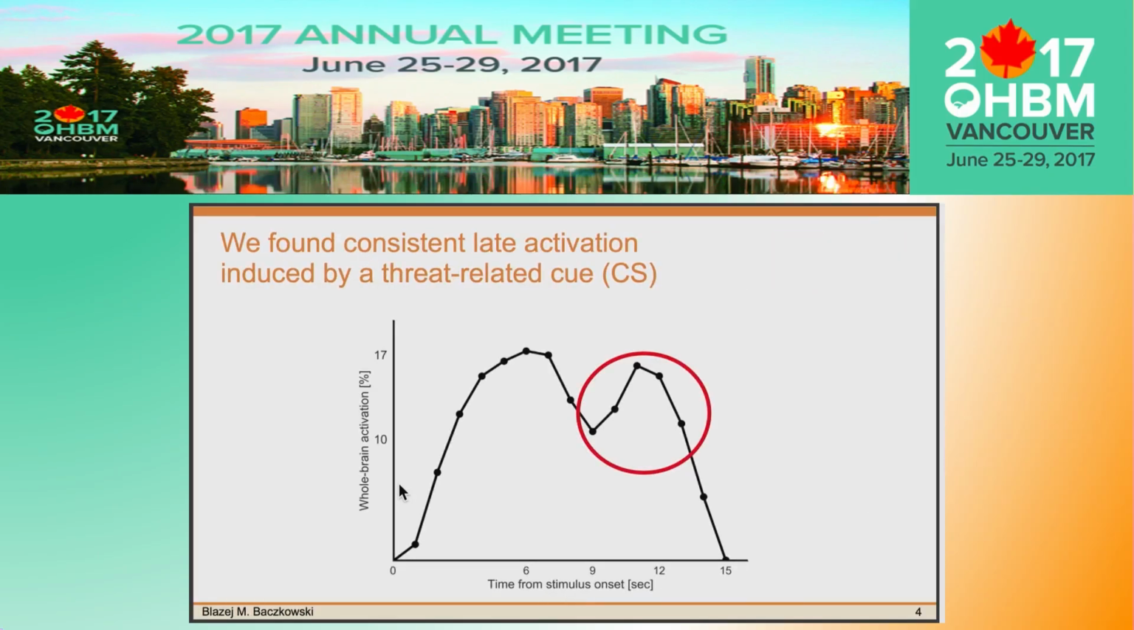So we found consistent activation on a group level map throughout the whole brain over the period of 15 seconds after the onset of a threat-related cue. This is represented here as a time course of active gray matter nodes. And this indicates that the activation of the salience network, to which I referred before, might be considered as an early event in a spatio-temporal cascade. So now I would like to take a moment to explain how we arrived at this conclusion and, perhaps more importantly, what constitutes this late activation that we observe in the data.